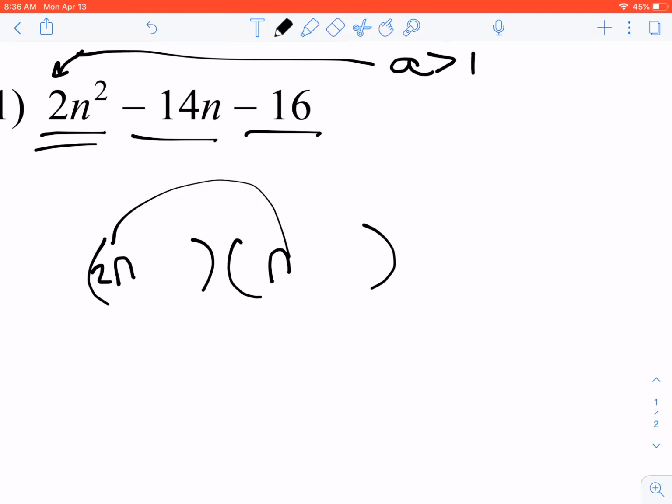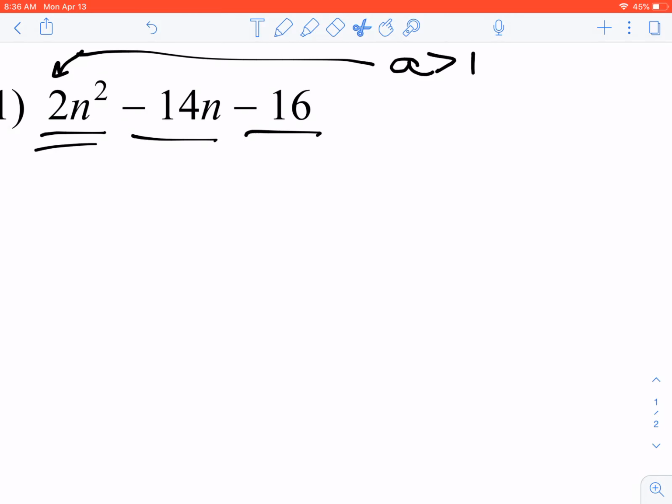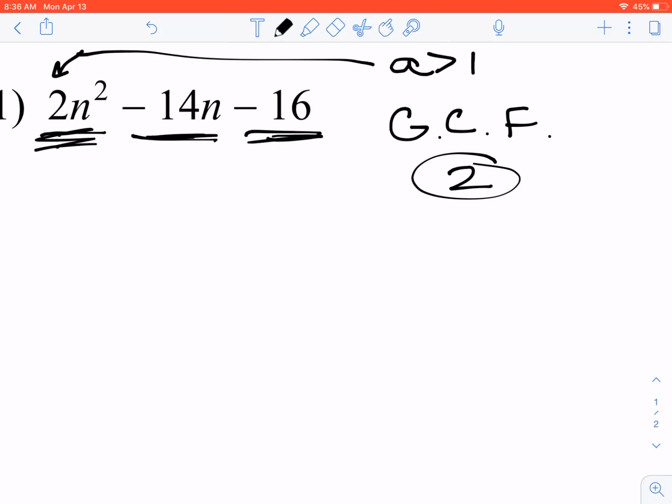There's a way that we're going to learn next week on how to do those. However, for this week, these problems, although they have the 2 there, if you notice, we can take a GCF out of here and out of here. What is that GCF? Well, what's the biggest number that goes into 2, 14, and 16? It would be 2. Are there n's that I could take out of all three? No, because the 16 doesn't have any n's. So the GCF is just 2.